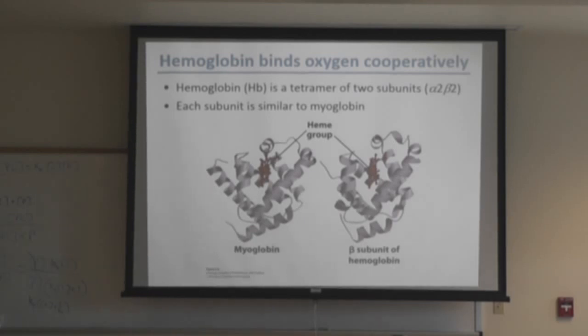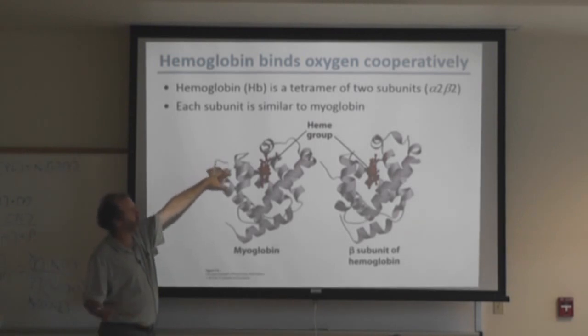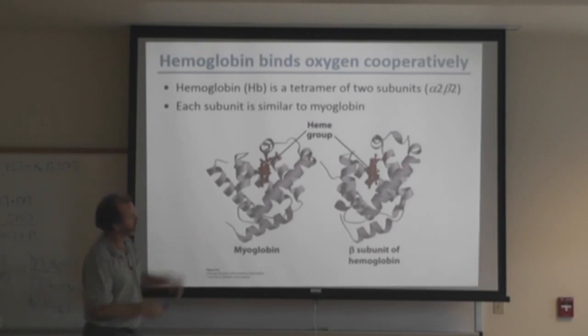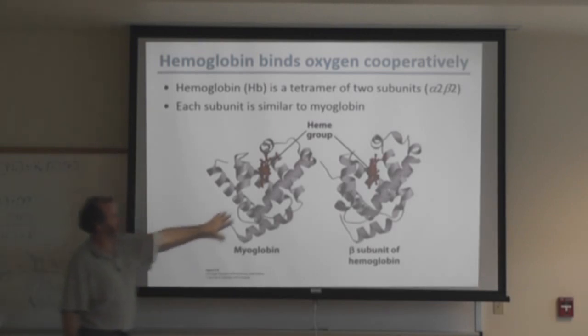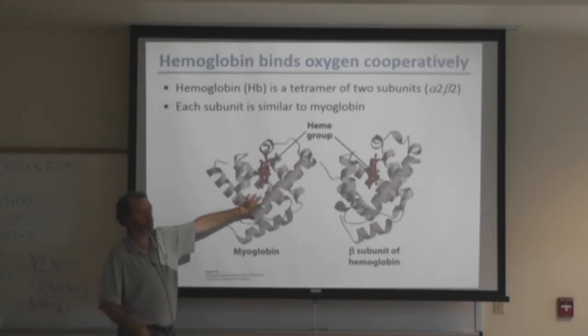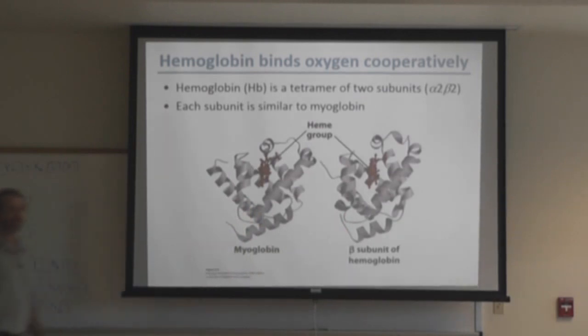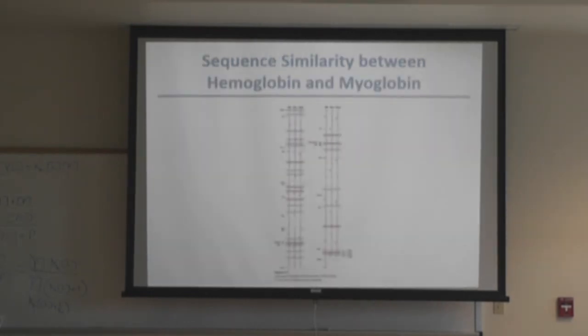So hemoglobin binds oxygen cooperatively. Each subunit is similar to myoglobin. However, they form a quaternary structure with 4 subunits, versus myoglobin, which is just a monomer and doesn't have any cooperativity at all. It just stores the oxygen. But with hemoglobin, we have to not just grab the oxygen, we have to be able to dump it off where it needs to be. These are structural similarities between hemoglobin and myoglobin, which indicates hemoglobin probably evolved from myoglobin years ago.